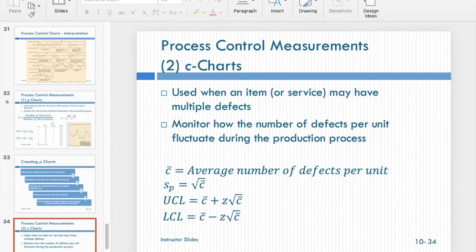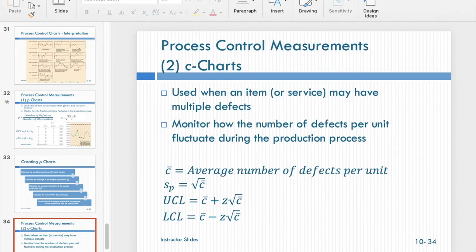Actually, this follows the Poisson distribution, but we will not talk about the Poisson distribution in this course. We just apply it here. So just remember that SP equals the square root of C bar. Once you get the C bar, the square root of C bar is basically just the SP, right? It's just SP.